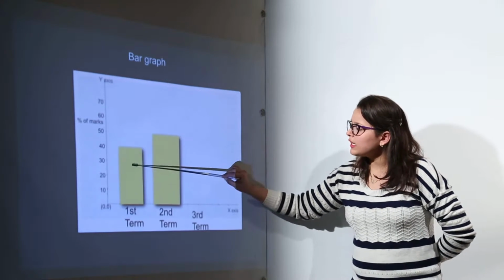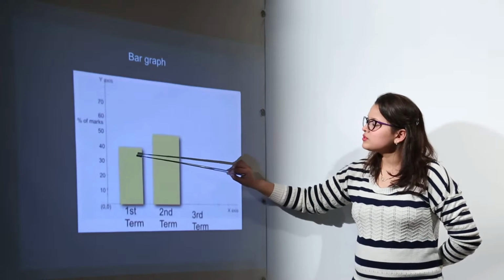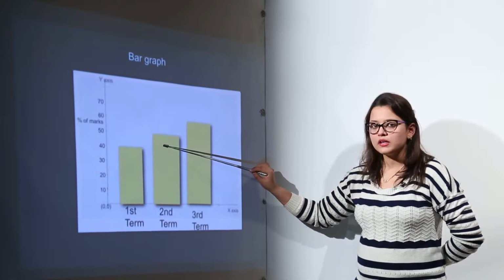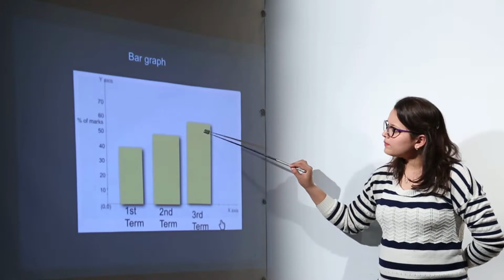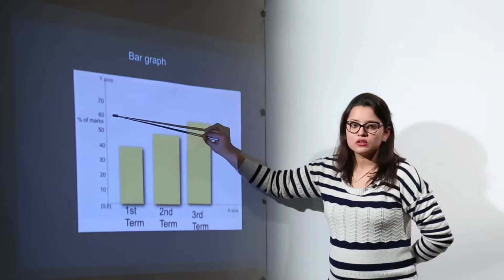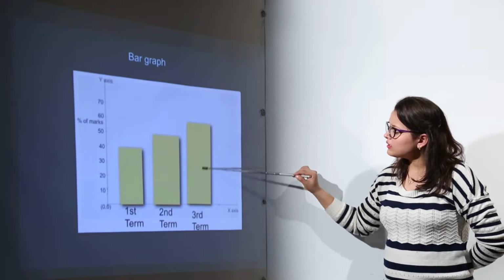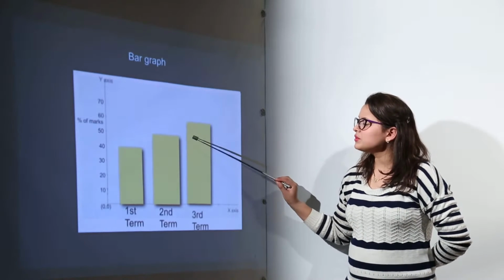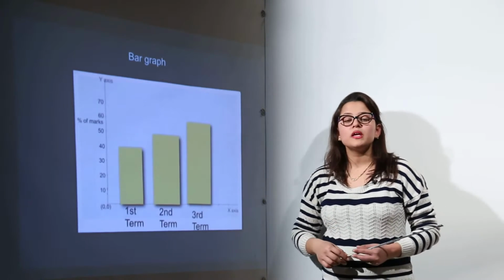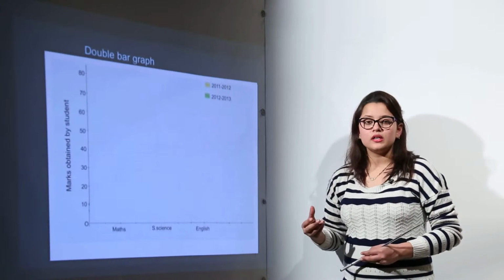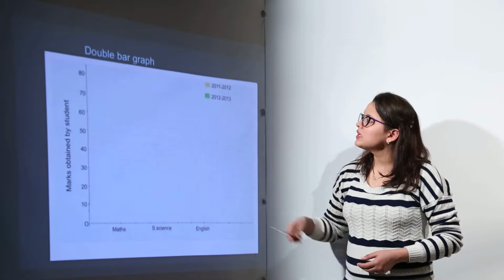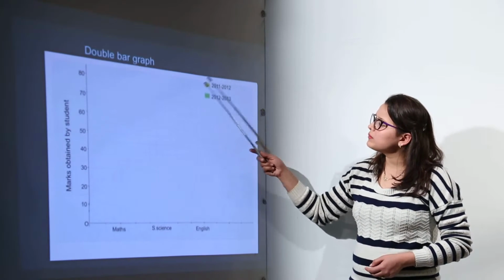Here you can clearly identify that in the first term the student was securing lesser marks, while in the second term the student improved. Now moving on to the third term, we can see the student has reached 60%. The third bar is representing that the student has improved compared to the first and second term. So this is how we can make a comparison of any quantity, the comparison between any categories, using the bar graph representation.